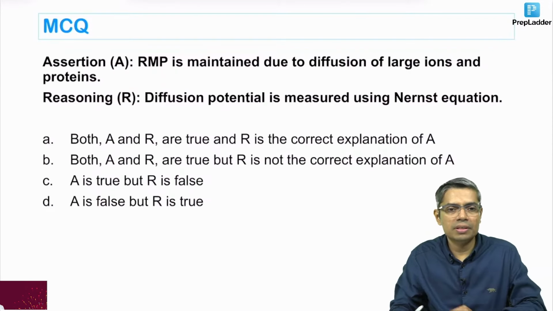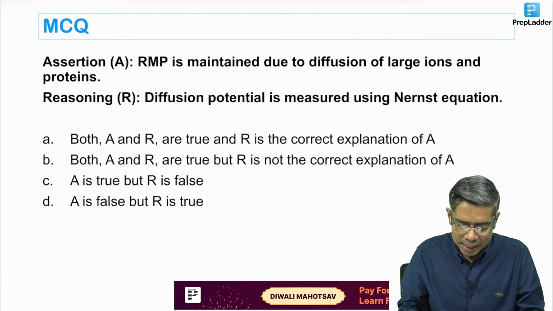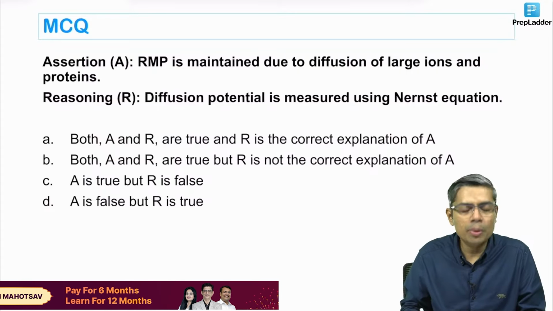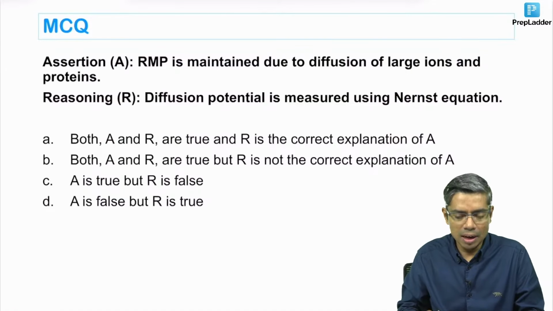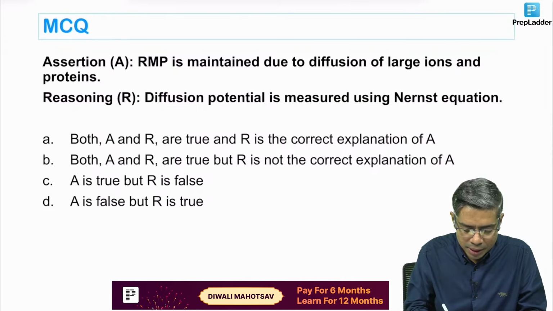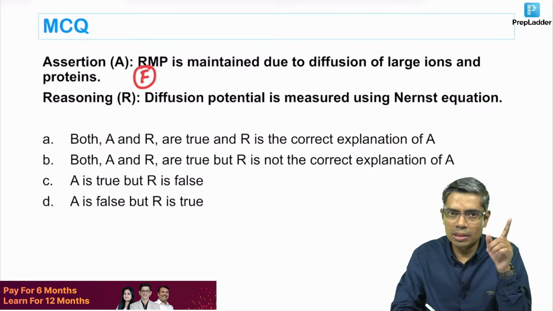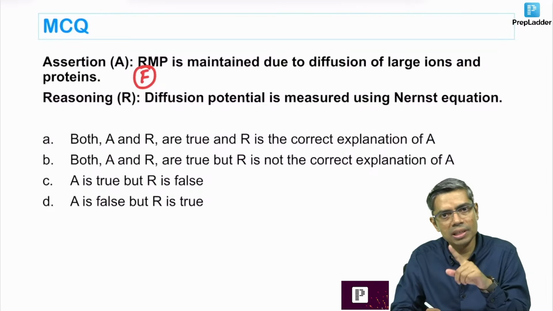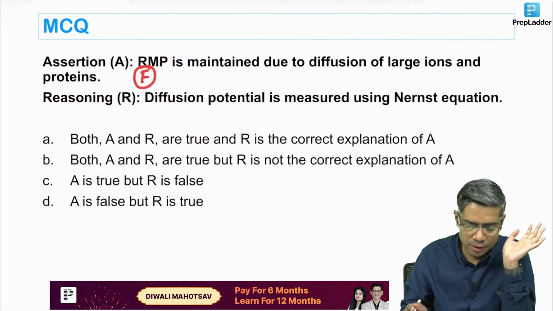The first question is a repeat question of INI-CET. RMP is maintained due to diffusion of large ions and protein. This is wrong, because RMP is not because of the diffusion of large protein. Protein cannot pass through the cell membrane. So this is false. RMP is due to the diffusion of potassium mainly, followed by chloride, followed by sodium. But mainly it is the diffusion of potassium, which is a small ion.